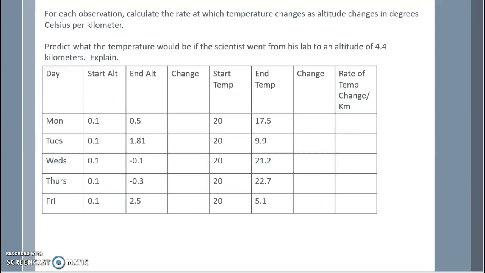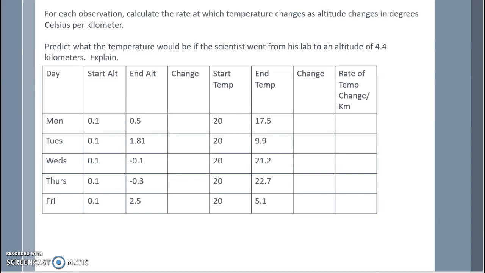For each observation, calculate the rate at which temperature changes as altitude changes in degrees Celsius per kilometer. Predict what the temperature would be if the scientist went from his lab to an altitude of 4.4 kilometers, and explain. So some of the chart is already filled out for us.